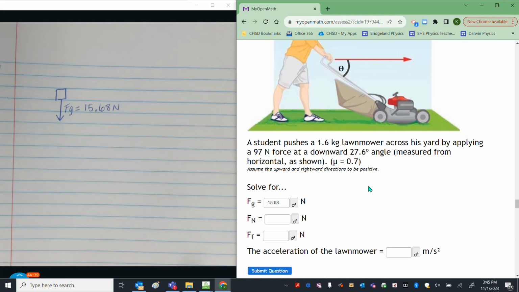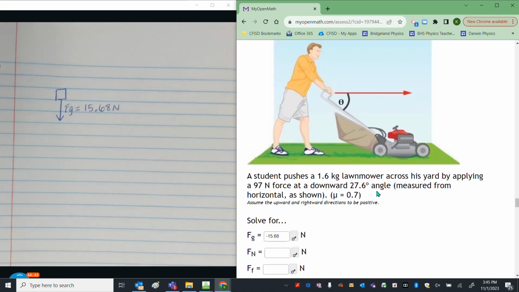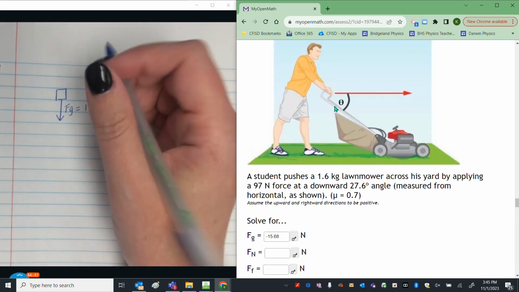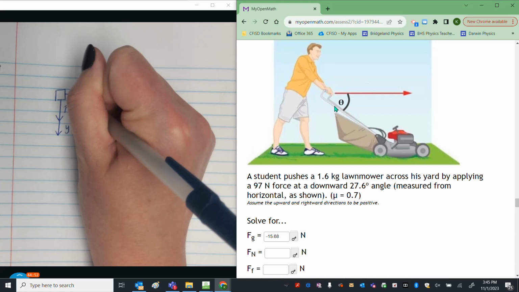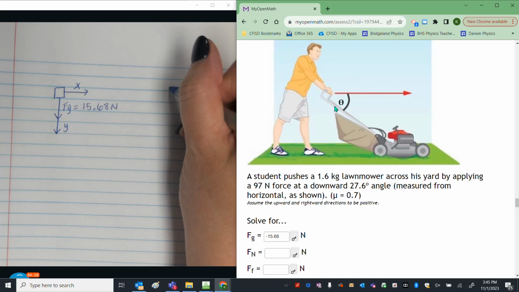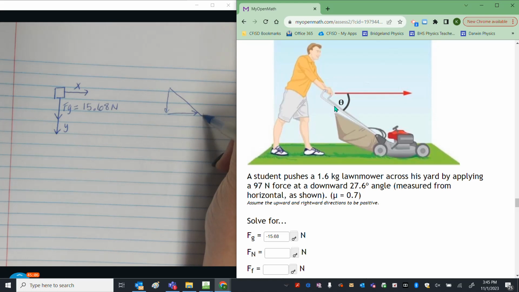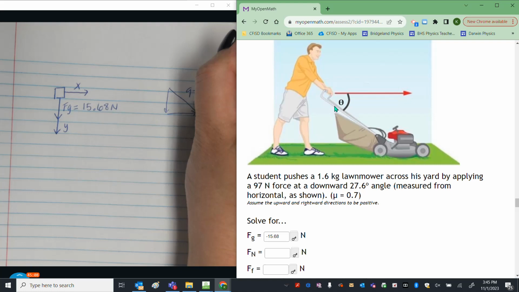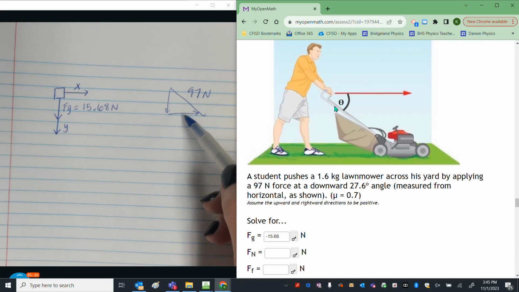Fn. Okay, so there are other forces acting on here. So this guy's pushing the lawnmower. Let's add his forces real quick. He's pushing both downward and to the right. So his x component is to the right, his y component is downward because his force ultimately looks like this. He's pushing that way, part of it is down, part of it is to the right, and here's the amount that he's pushing with. He's pushing with 97 newtons of force, and he's doing so at an angle that is 27.6 degrees measured from the horizontal.